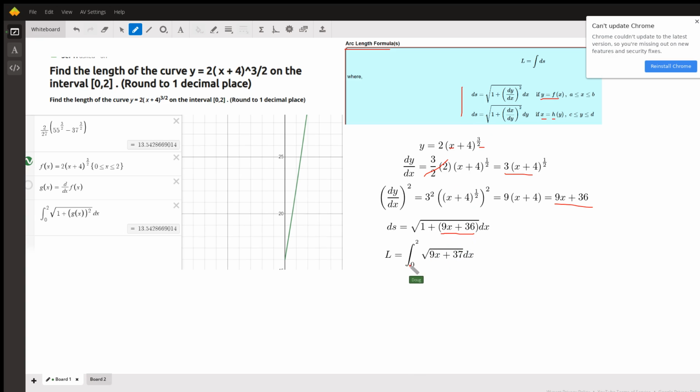And if we plug that into the formula for ds, we get 9x plus 37. And so the arc length is from 0 to 2 of the square root of 9x plus 37 dx, which is what I showed you right here on Desmos. Looks like it's about 13.4.